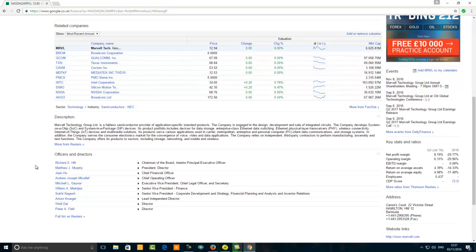The company is engaged in the design, development and sale of integrated circuits. The company develops system on a chip (SoC) and system in a package (SiP) devices. Its product portfolio includes devices for data storage, enterprise class Ethernet data switching, Ethernet physical layer transceivers (PHY), wireless connectivity, and Internet of Things devices.